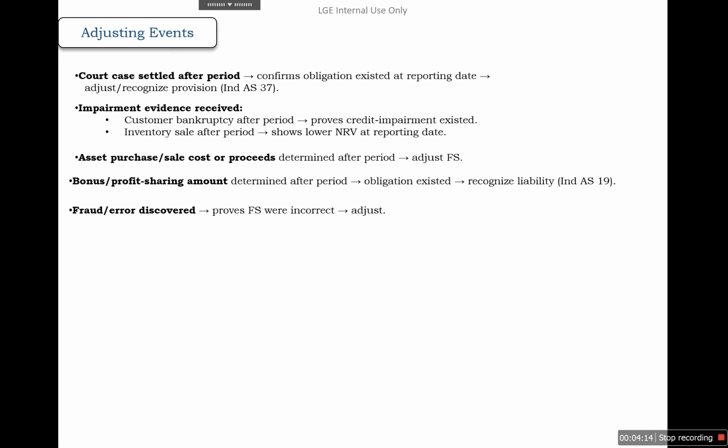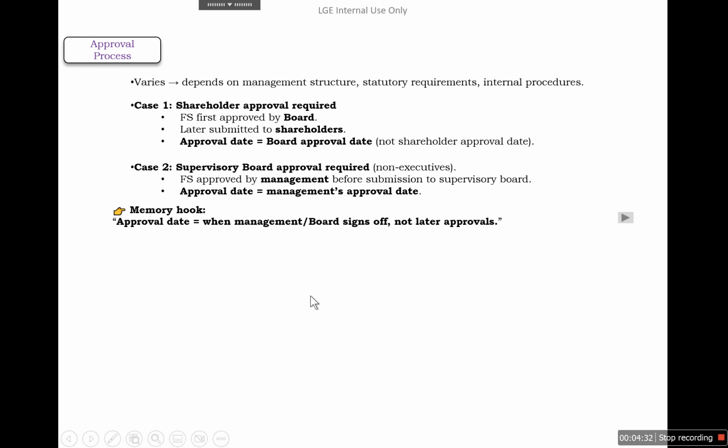Similarly, fraud or errors that were discovered later on prove that the financial statements were incorrect and we need to adjust them. So the memory tip here is: court cases, impairment, assets, bonus, fraud, etc. are the adjusting events.